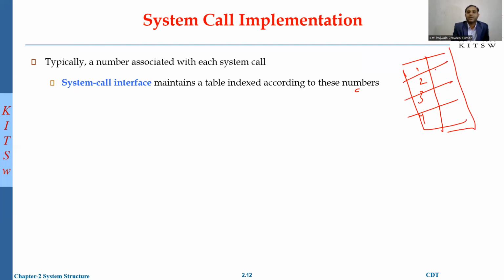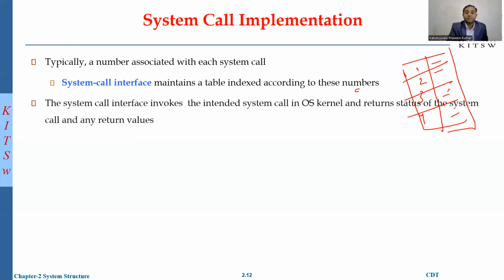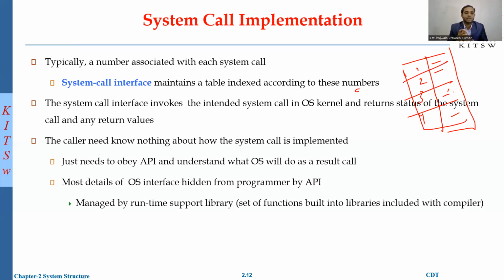1, 2, 3, 4, and here the system calls will come. The system call interface invokes the intended system call in the operating system kernel and returns the status of the system call, and any return values. It is going to check whether that system call is going to return any value or not.